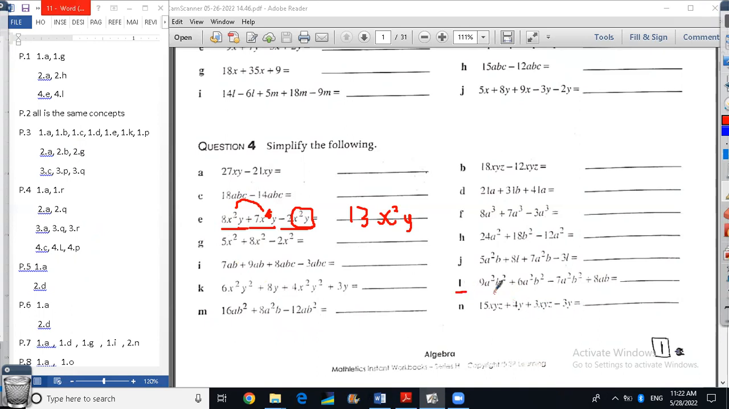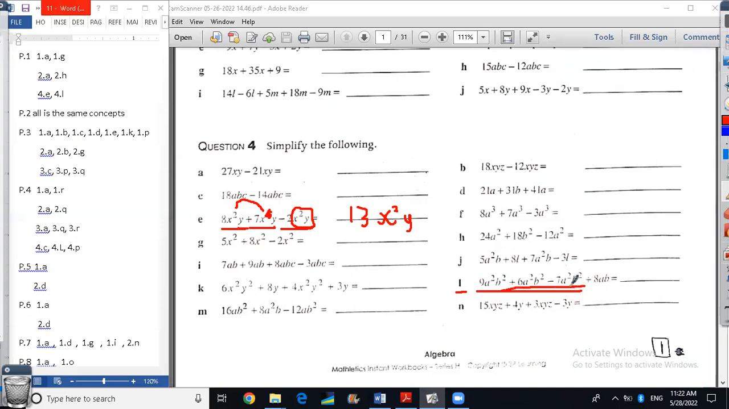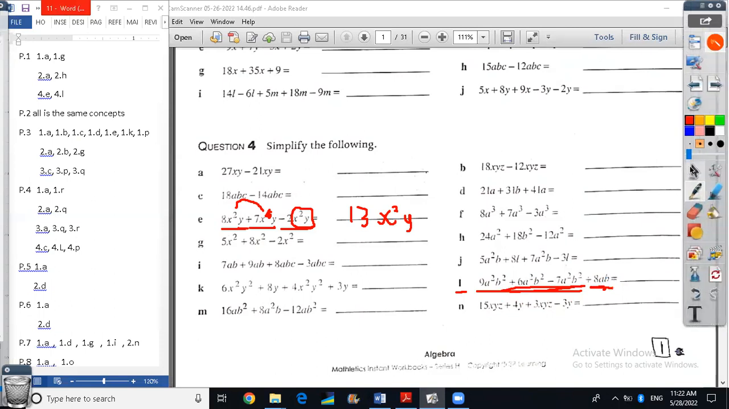All right, what about this here? 9a squared b squared plus 6a squared b squared minus 7a squared b squared plus 8ab. Okay, all the first 3 terms here are just the same, so I'm going to be able to add and subtract them with each other. We'll be able to do that. The last one here is different, so we're going to leave it just as it is on its own this way.